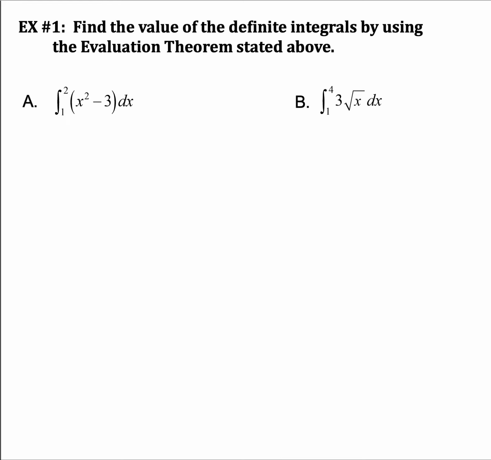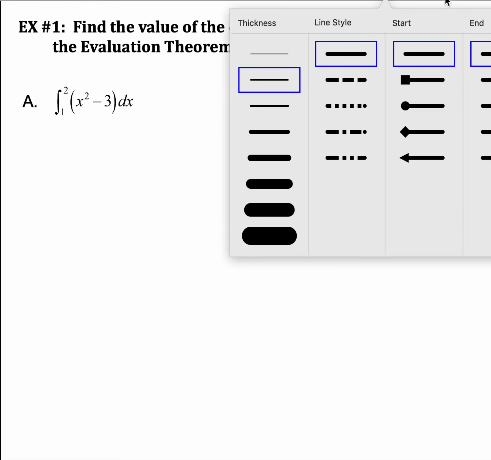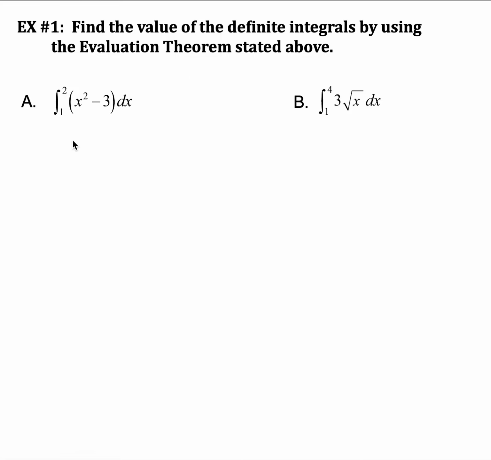So let's look at the first example. We have the integral of x squared minus 3 from 1 to 2. I'm just going to apply the rules that we already have. The antiderivative of x squared is x cubed over 3, and the integral of a constant is just that constant times x. We evaluate this on the interval from 1 to 2.